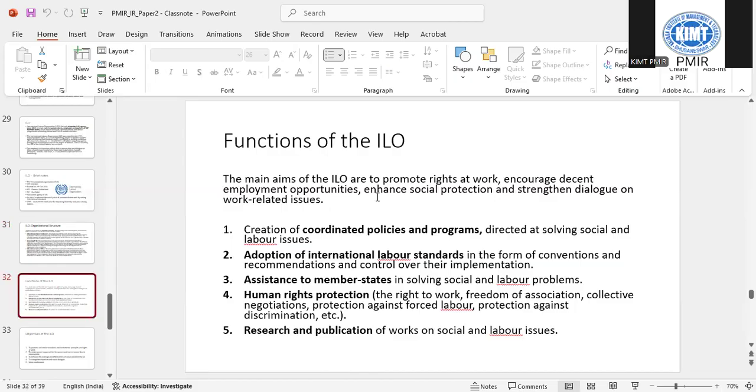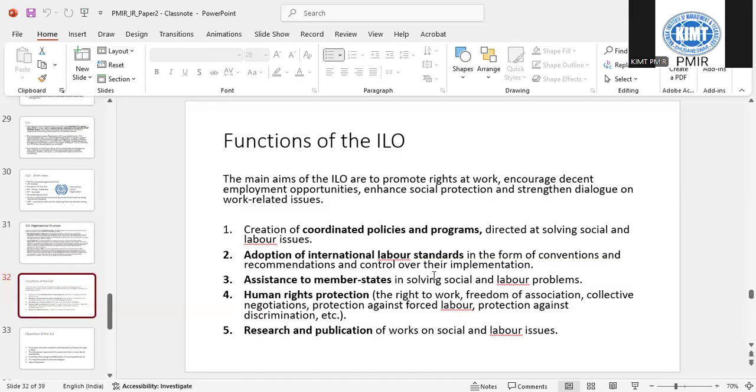Then the function. This is something we discussed earlier. The main function is to provide social justice and to solve dispute related problems of the labor class, the workforce. In any industry, in any organization, if people have some problem, to solve that is the main motive, the main function of ILO.